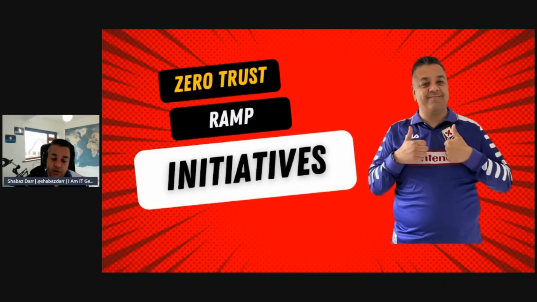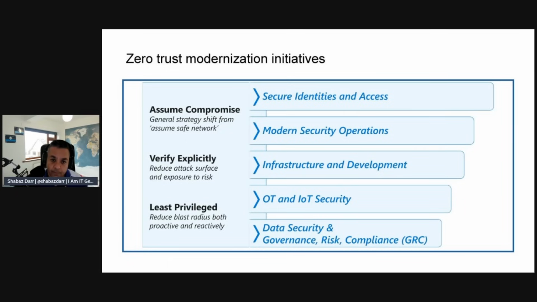So let's talk about zero trust RAMP initiatives. First we need to talk about zero trust modernization initiatives. So, assume compromise. This is a general strategy shift from assume safe network, and this involves having secure identities and access, but also having modern security operations as well. Then we have verify explicitly. This is to reduce that attack surface and exposure to risk, and again, this includes the infrastructure and your development. And finally, we have least privilege. This is to reduce that blast radius, both proactively and reactively. And this is OT and IoT security, as well as data security and governance, risk and compliance, or GRC.